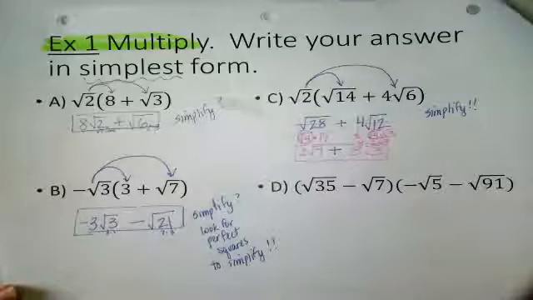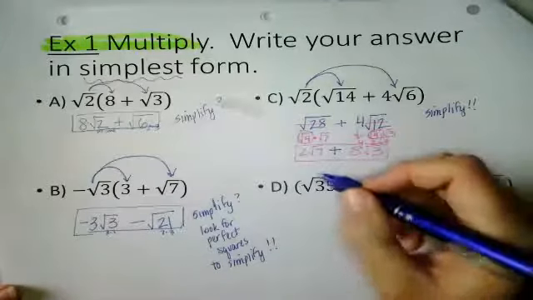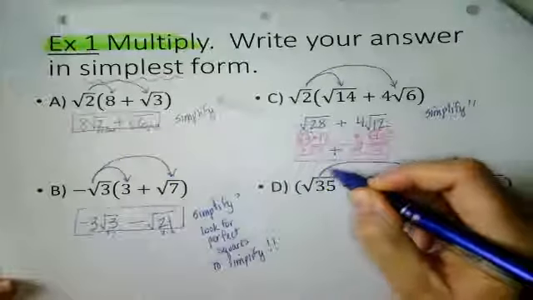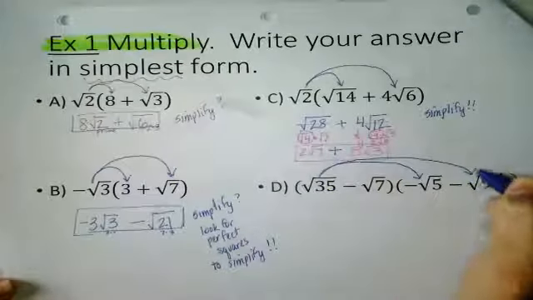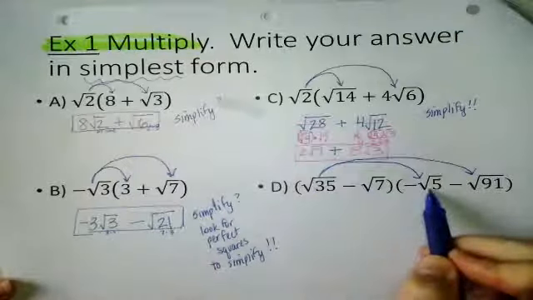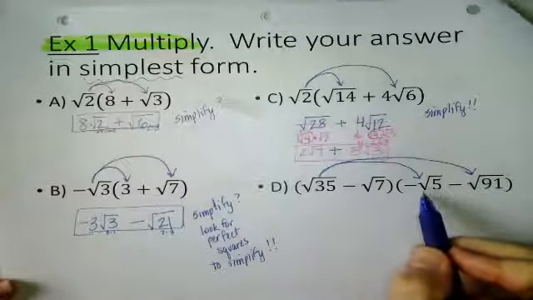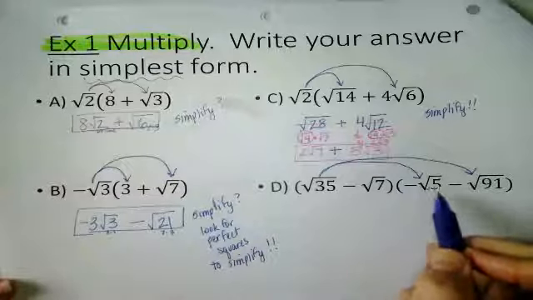91? Lord have mercy. Okay. I'm going to need a calculator, I think, for this. First, I'm going to start by doing first times first here. Radical 35 times negative radical 5.